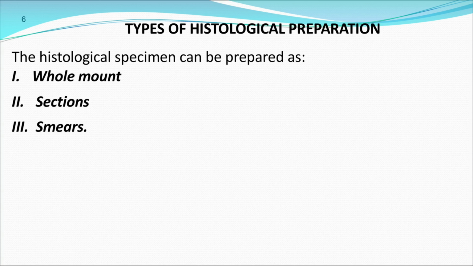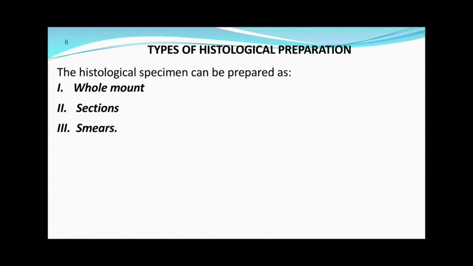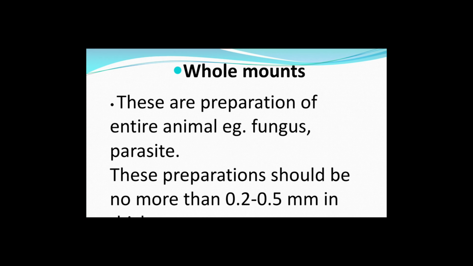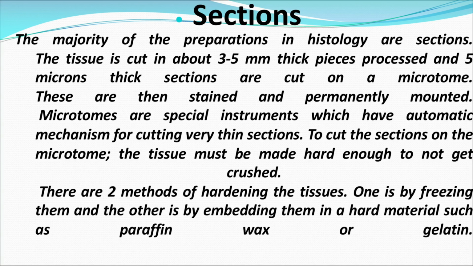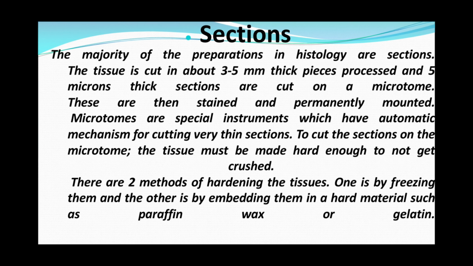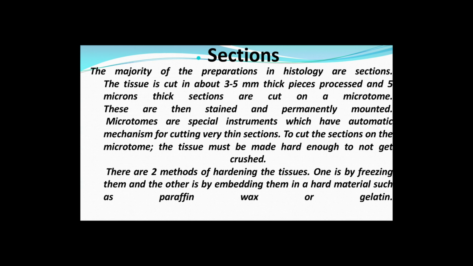Now, there are three types of histological preparation. We have the whole mount, the sections and the smear. Looking at the whole mounts, these are preparations of an entire animal, e.g. fungus, parasites. These preparations should be no more than 0.2 to 0.5 millimeter in thickness. Then for sections, the majority of the preparations in histology are sections. The tissue is cut into about 3 to 5 millimeter thick pieces, processed, and 5 micron thick sections are cut on a microtome. These are then stained and permanently mounted.